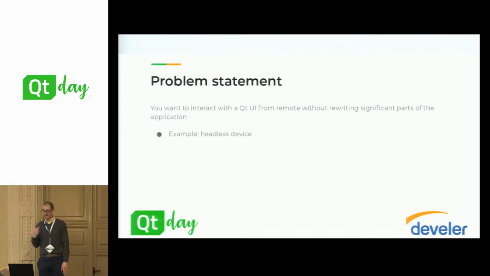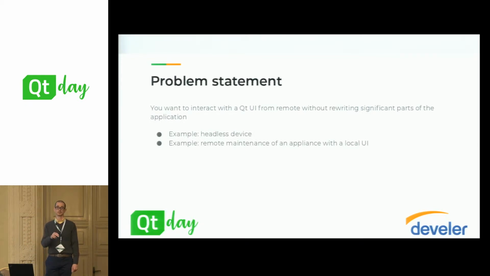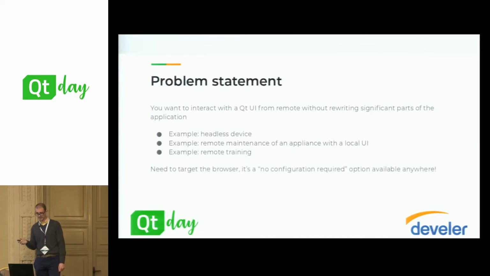A use case may be a headless device, so I have a device without a local screen. Another use case may be remote maintenance of an appliance with a local UI. And the third, for example, may be remote training of personnel. The important part is that I want to target the browser, because the browser is, as of today, a no-configuration option that is always available everywhere. If you have a laptop, you have a browser. You have a phone, you have a browser. You have a tablet, you have a browser.